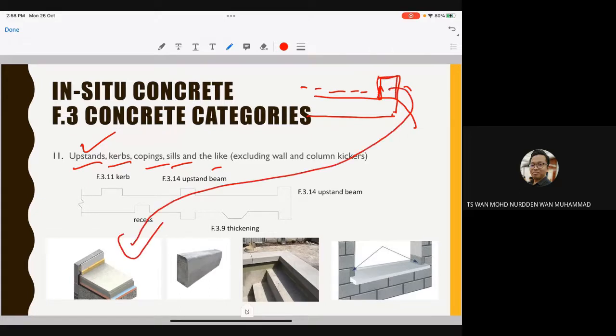Curb lebih kurang macam tu juga, tapi curb ni lebih kepada jalanan lah, kat tepi jalan kan. Ni kita nampak hitam putih tu, yang tu kita panggil sebagai curb lah. Then coping. Coping biasanya untuk flat roof. Katakanlah kita buat flat roof, kat ujung dia kita akan ada upstand lah. Tapi kat atas upstand kita akan ada concrete untuk jadikan dia macam bumbung lah. So this one is the coping. Sills ni di window lah, this one lah.